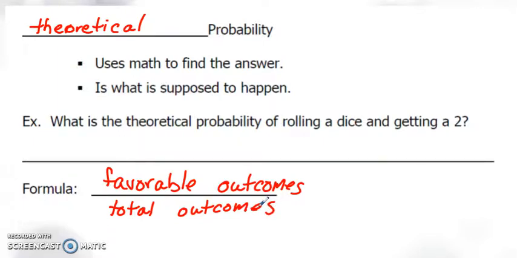Going back to the example, what is the theoretical probability of rolling a dice and getting a 2? Well, on a dice, there are 6 total outcomes. So the 6 would be in the denominator. There is only 1 2 on a die, and therefore it is 1 out of 6. If we turn that into a decimal, we get 0.16 with the 6 repeated, and therefore we can turn it into a percent and get 16.7%.